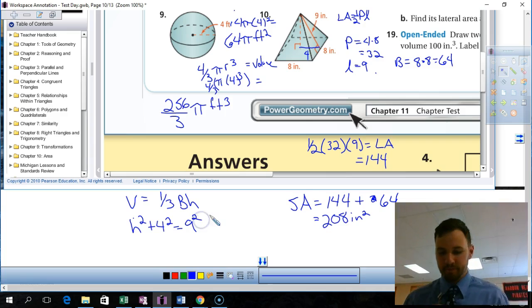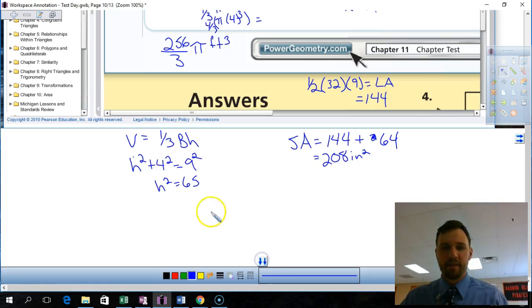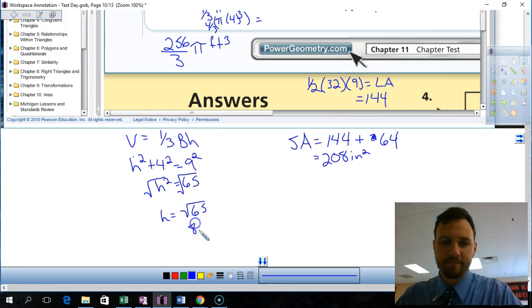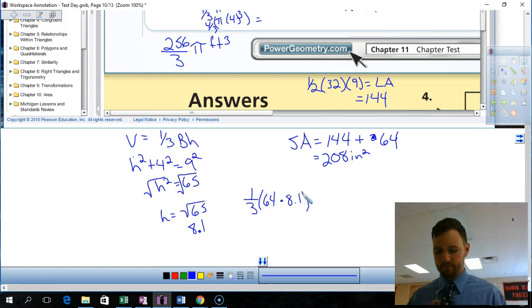Right? 9 squared is 81 minus 4 squared. So I get h squared equals 65. And square root both of them. So h equals square root of 65, or 8.1. So now I do my volume as 1/3 my base, which I said was 64, times 8.1. Which is 172 inches cubed.